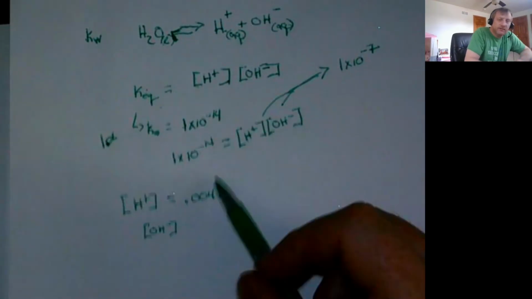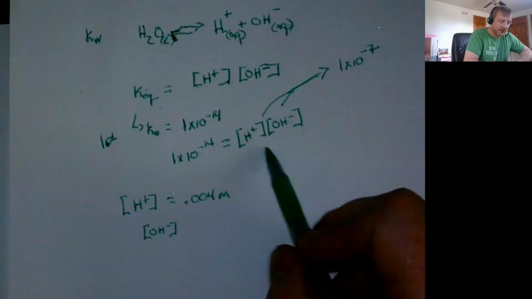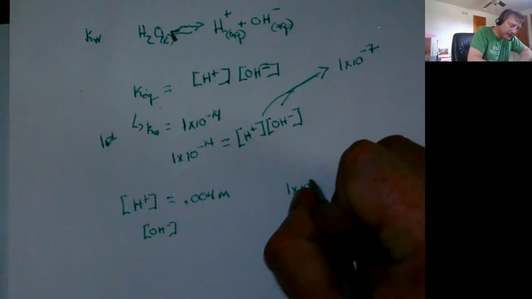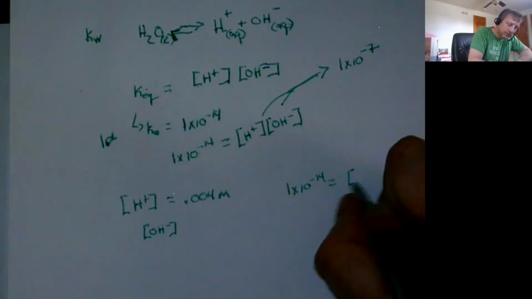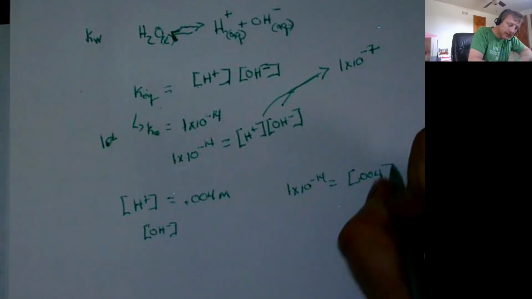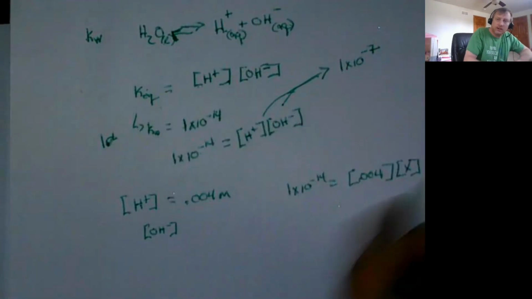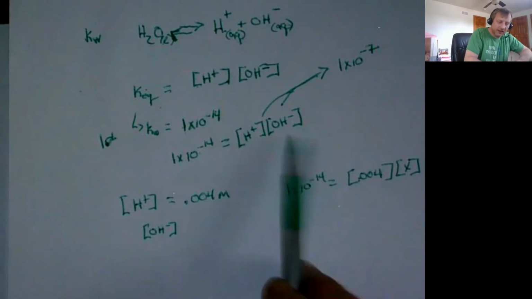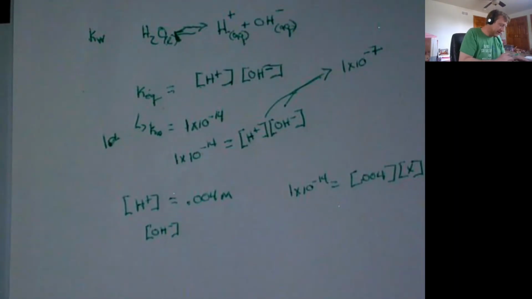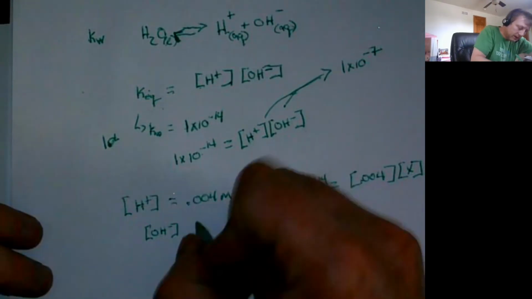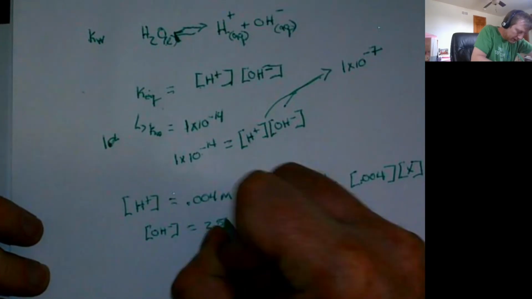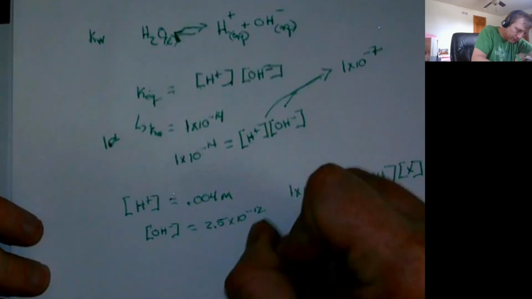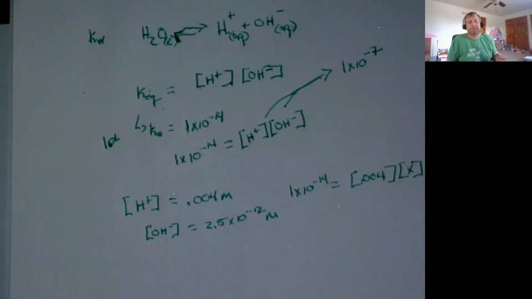Well, the K sub W gives us a really easy way to go between those two things. I can just say that 1 times 10 to the negative 14th equals 0.004 times X, where X would represent the concentration of the hydroxide. If I take 1 times 10 to the negative 14th and divide it by 0.004, I should get 2.5 times 10 to the negative 12th molarity for my hydroxide. And so boom, done, easy.